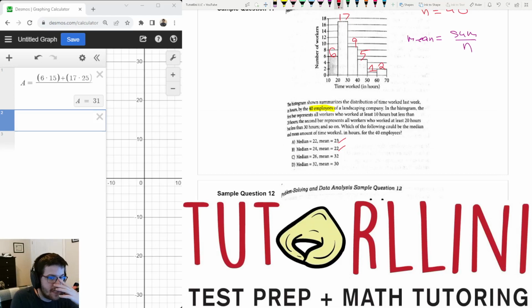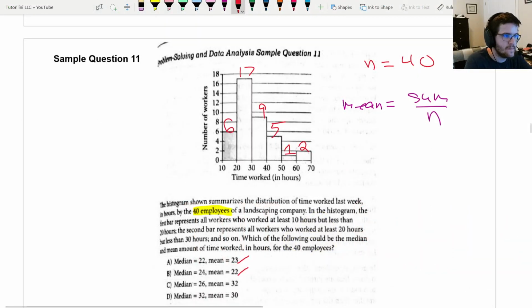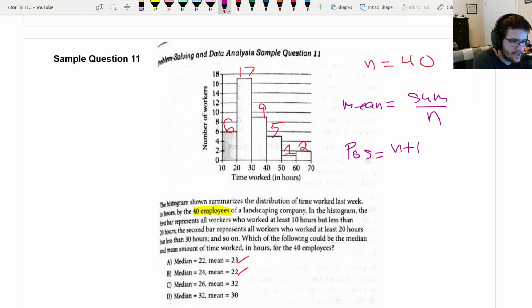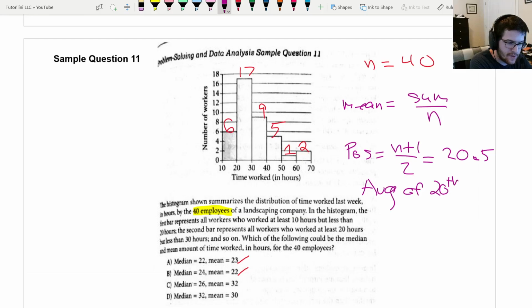Okay, so why don't we do the median and see what we get? So the median, the position of the median is n plus 1 divided by 2. So we're going to do 40 plus 1 over 2. And we get 20.5. So let's come back over here. So position equals n plus 1 divided by 2. 40 plus 1 divided by 2 is 20.5. So that tells us we have to take the average of the 20th and the 21st.